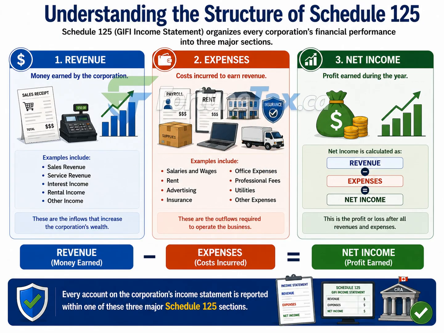The key takeaway is that Schedule 125 does not introduce a new way of preparing an income statement. Instead, it standardizes the corporation's revenues, expenses, and net income into the GIFI format so that every corporation reports its financial performance using the same consistent structure required for the T2 corporate income tax return.